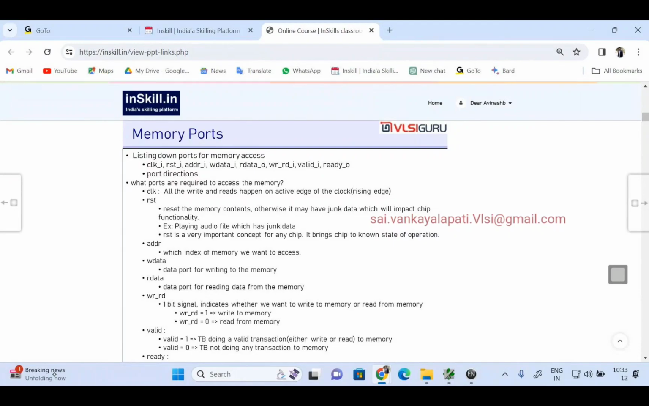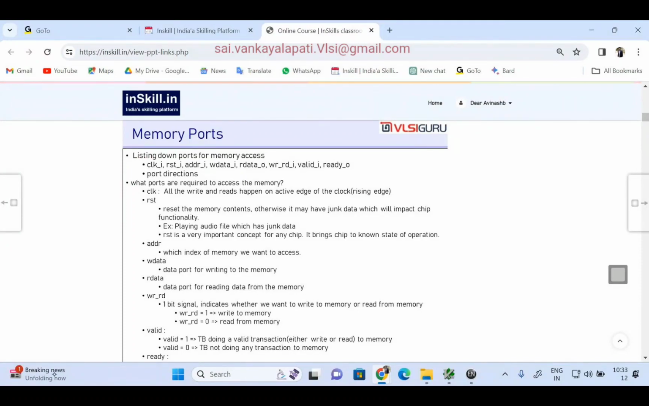Why do we need a reset? To reset the memory contents. Otherwise there will be some junk data. If you are not resetting the data in your memory, the junk data will impact the performance of other operations and the chip functionality. Example: playing an audio file with junk data. So reset is a very important concept for any chip. It brings the chip to a known state of operation using reset. These are the two inputs.